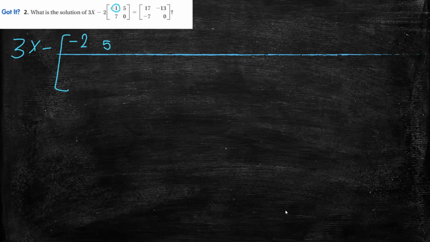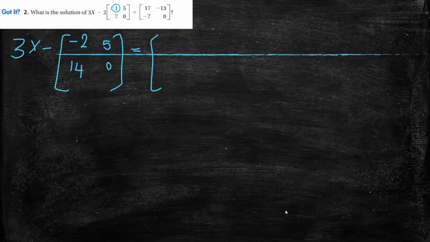Let's do this example now. Another one. Here we have 3x minus 2 times this matrix equal this matrix. The same steps. Let's multiply 2 now by each element. 2 times negative 1 is negative 2. 2 times 5 is 10. 2 times 7 is 14. And 2 times 0 is 0.